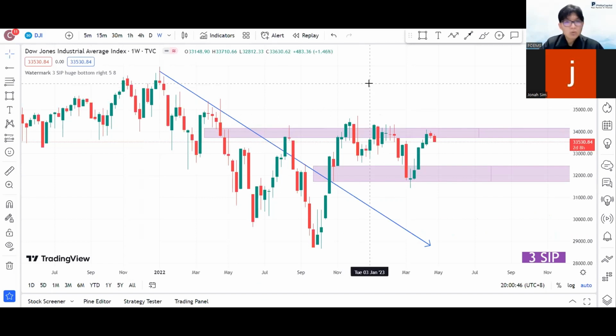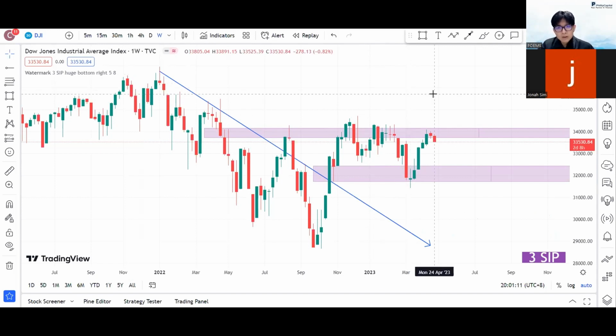So the current chart you are looking at now is the Dow Jones index. I'll be looking through all the indices, gold, WTI, and the dollar index using the weekly chart, to give you a broader picture of how the price action is moving now.